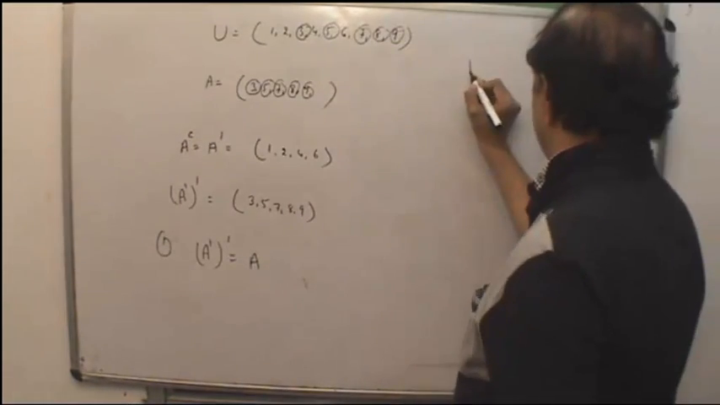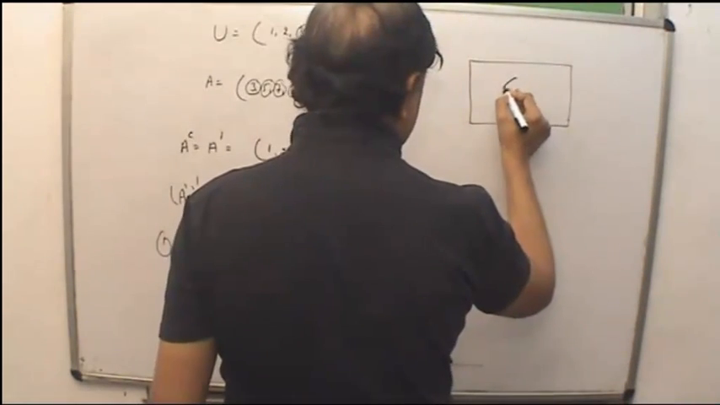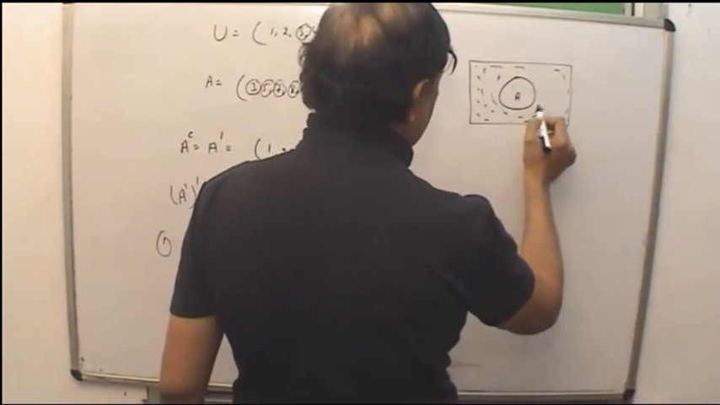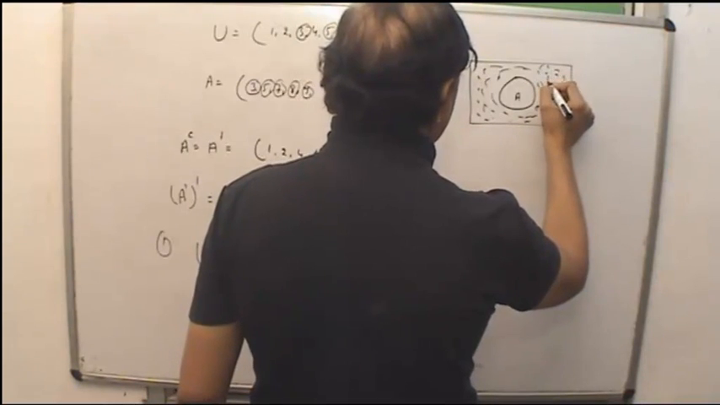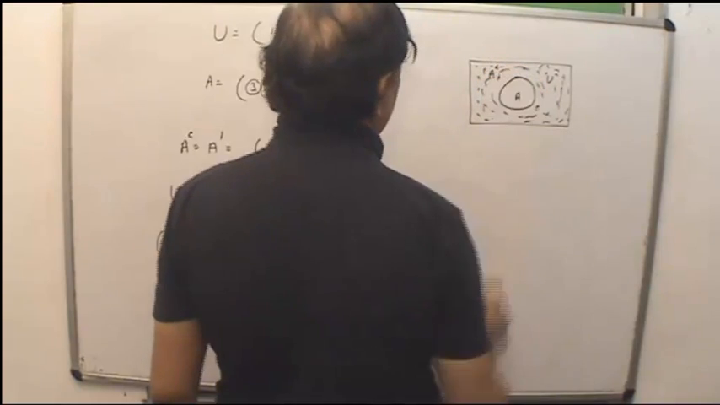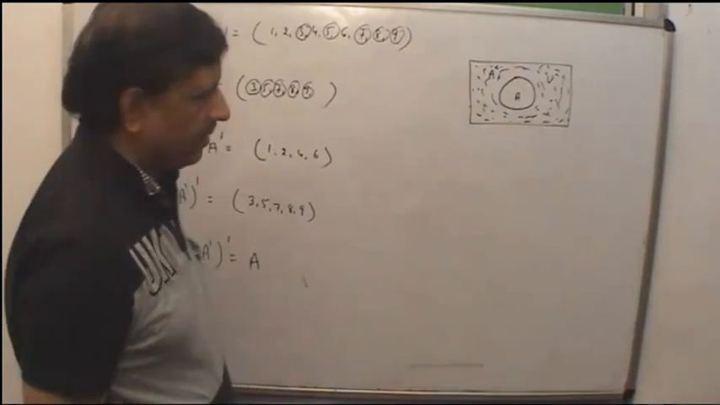So how does the Venn diagram look? Here is the set A. The remaining region outside the circle is U, and here it is A complement. This is the Venn diagram of the complement of a set.